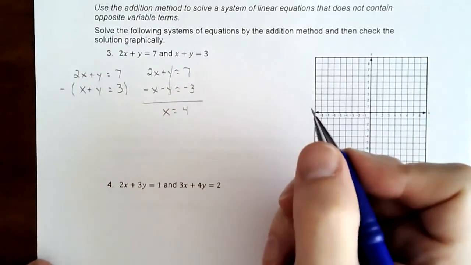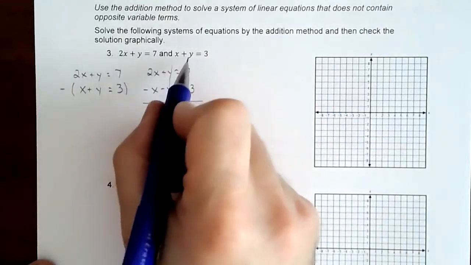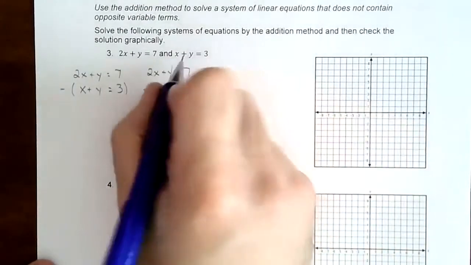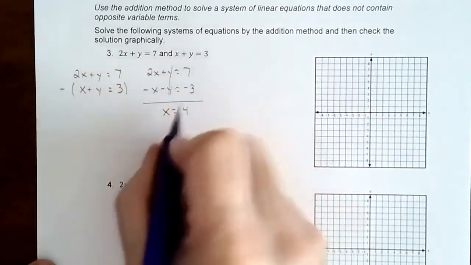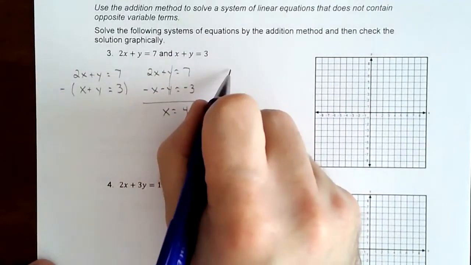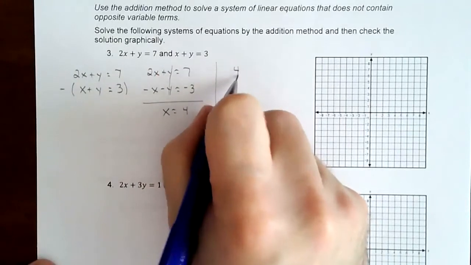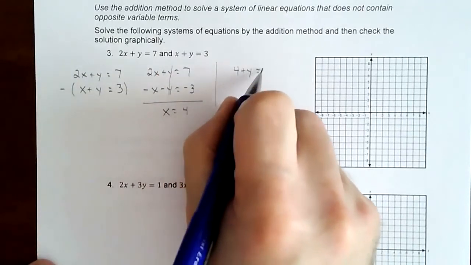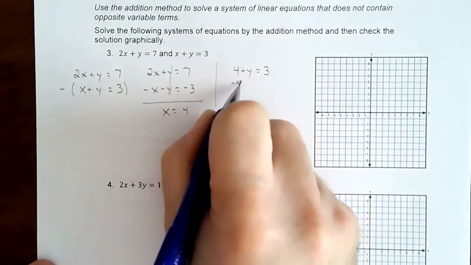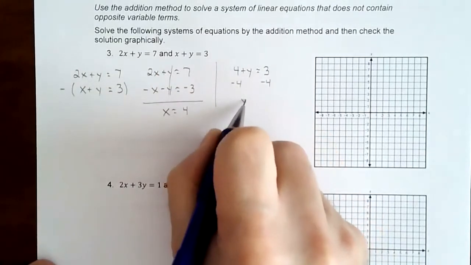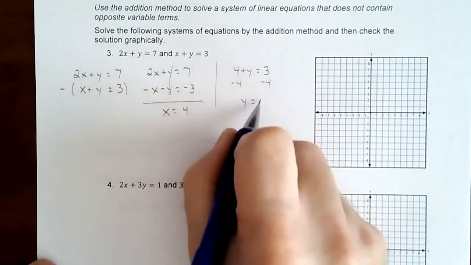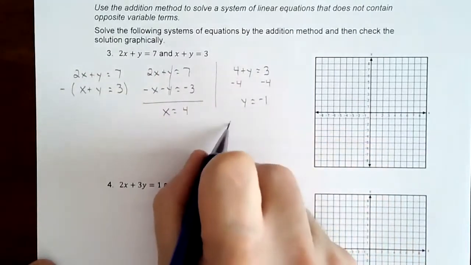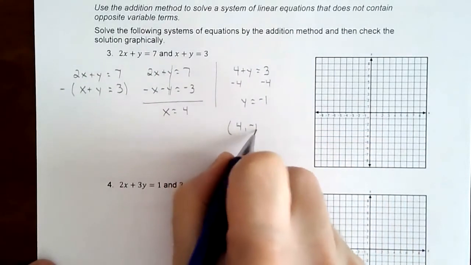Great. But I want to figure out the y value. So I'll pick one of these two equations that I think is easier to work with. And I know my x is 4. So 4 plus a y value is supposed to make 3. I subtract 4. My y value is going to be 3 minus 4, which is negative 1. So my coordinate is 4, negative 1.